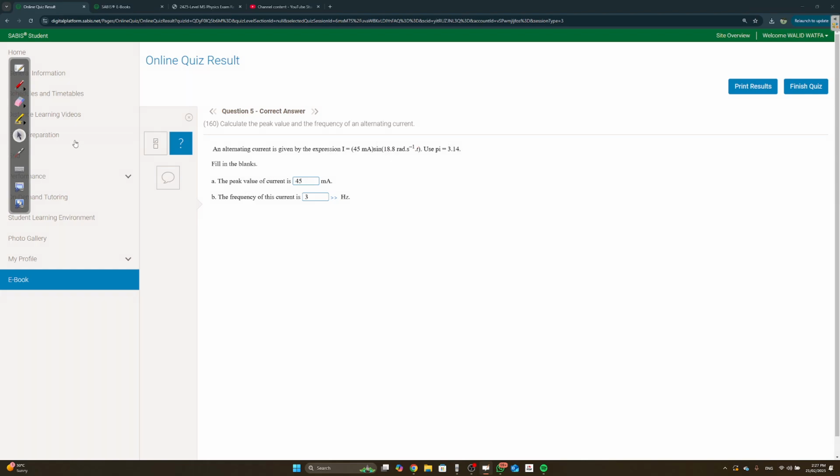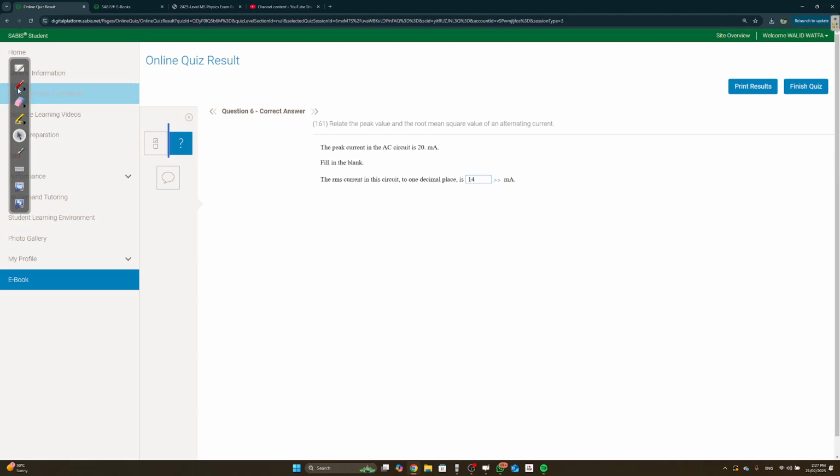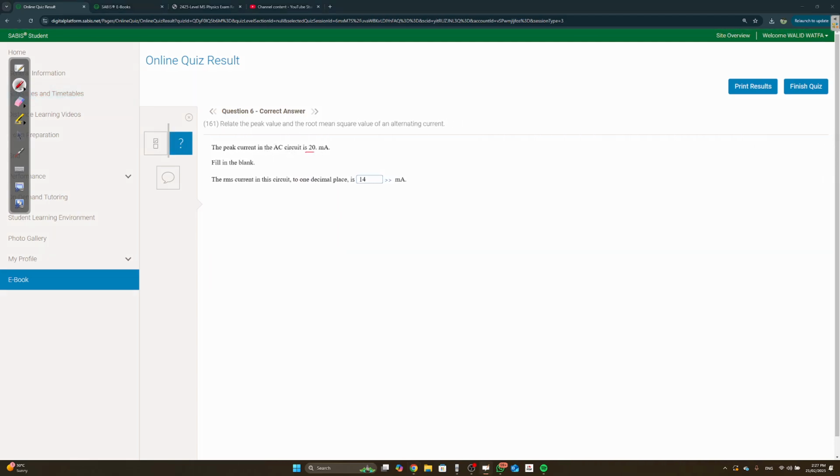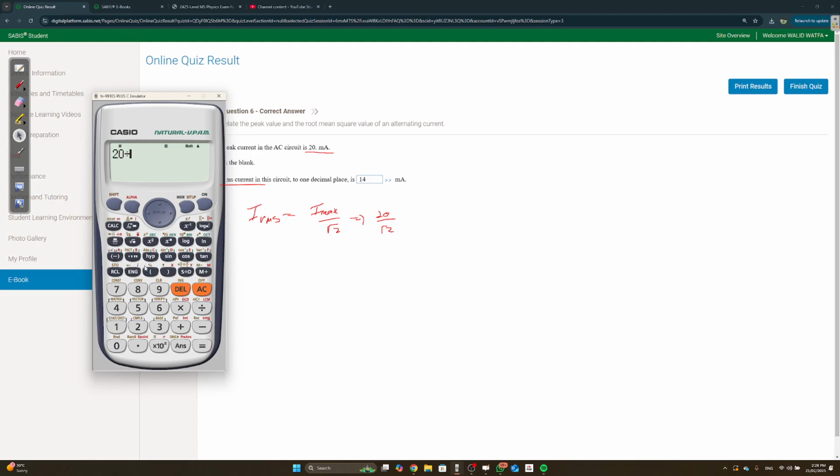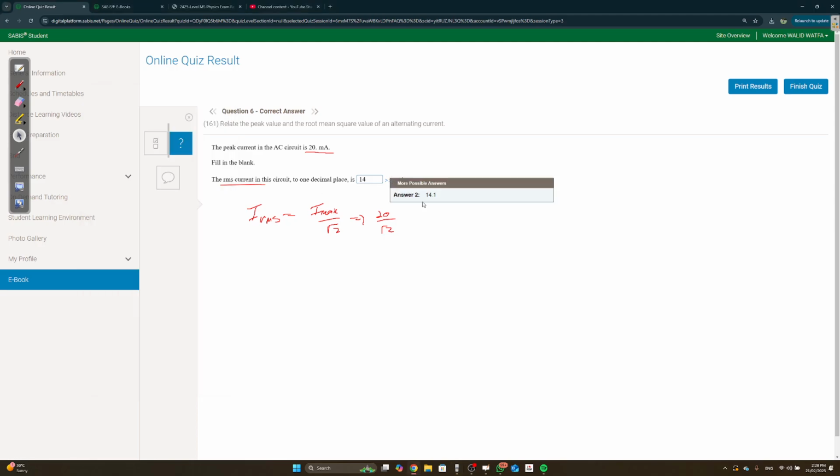So if you see a question like this in the exam, what do you do? You just divide this by 2 pi. Okay. Question 6. The peak current in the AC current is 20 milliampere. What is the RMS current? Okay, I RMS, remember, is equal to I max over radical 2. So it's going to be 20 divided by radical 2. Let's take a look, 20 divided by root 2. It's going to be 14.14. To one decimal place, 14.1.